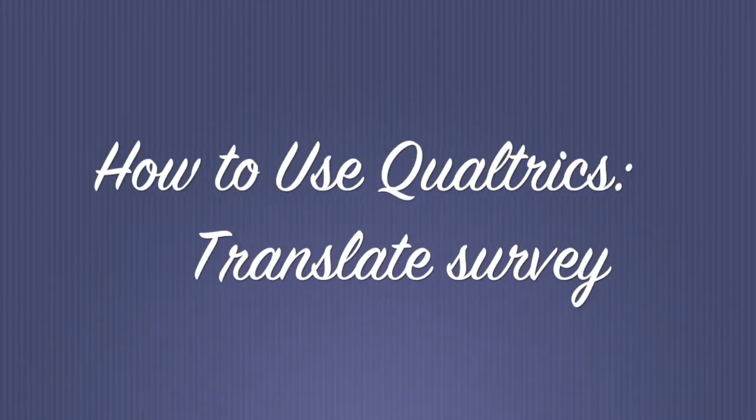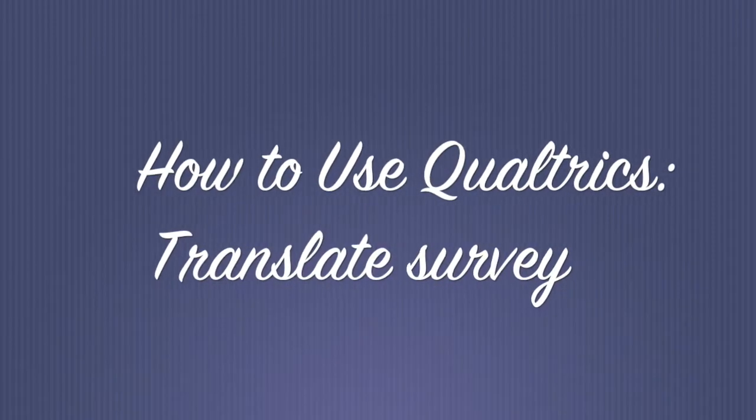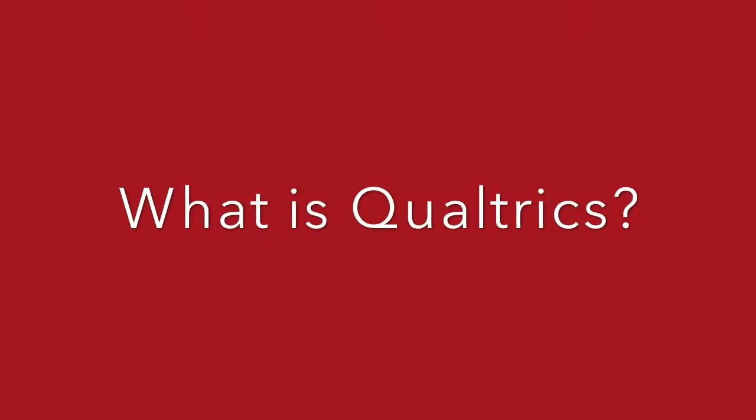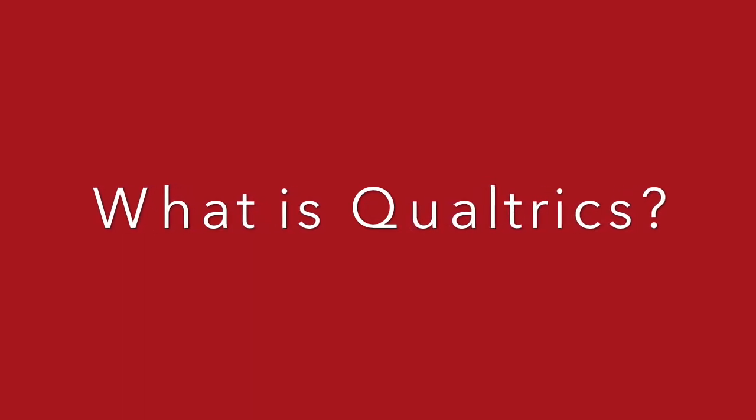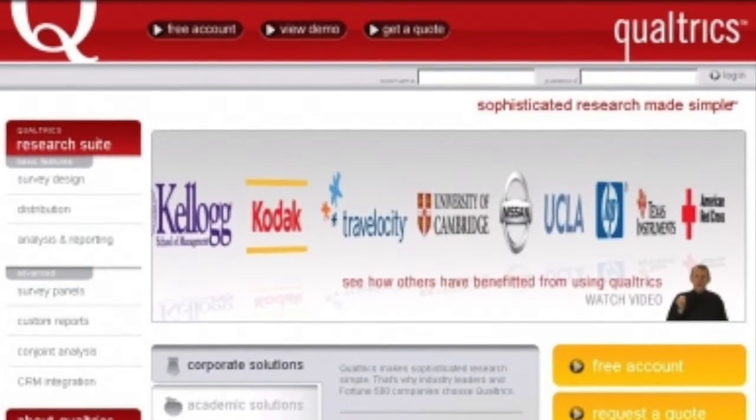For our group presentation, we will be introducing Translate Survey featured on Qualtrics. Qualtrics is a private research software company based in Utah. The company was founded in 2002 by Scott Smith, Ryan Smith, Jared Smith, and Stuart Orgel.